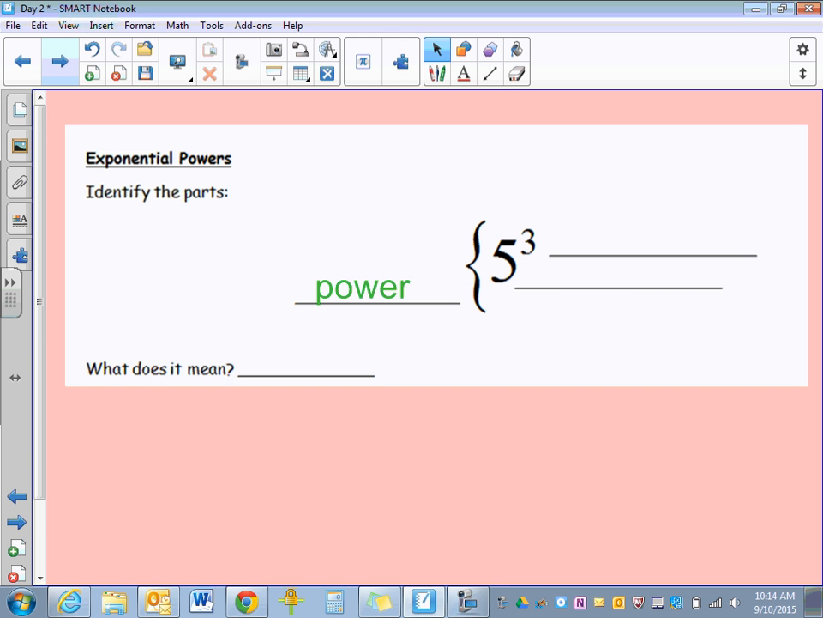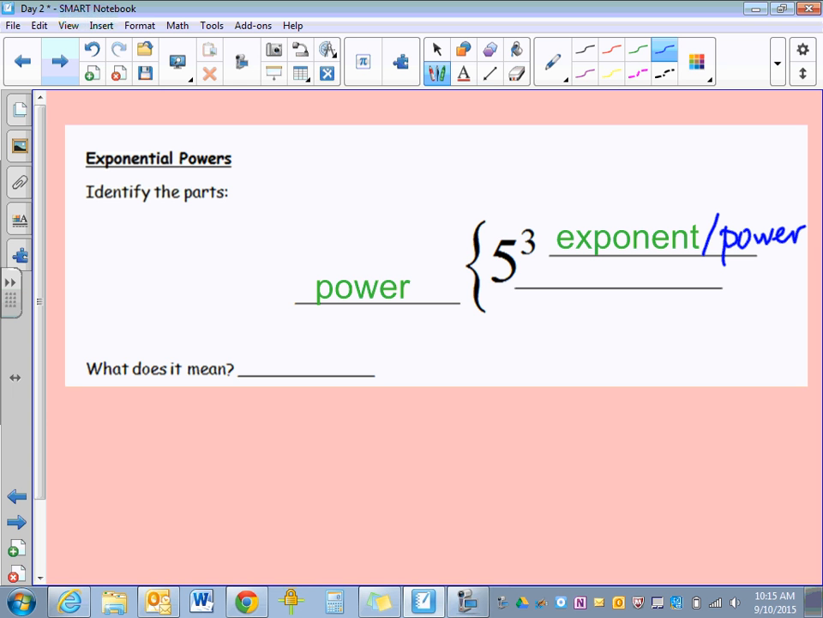I think I heard someone mumble it. Say it with confidence. Power or exponent? So that little number up top is called power or exponent, and this one specifically is a cube. It is 5 cubed. So this is specifically cubed. So this is called an exponent or a power. Okay. So 5 to the power of 3.